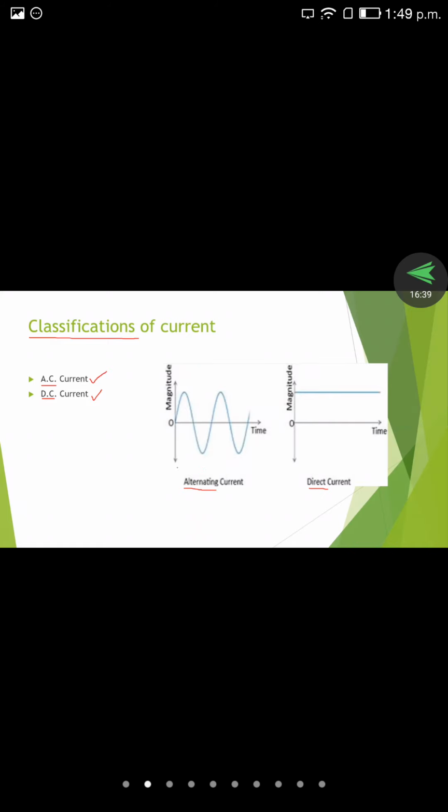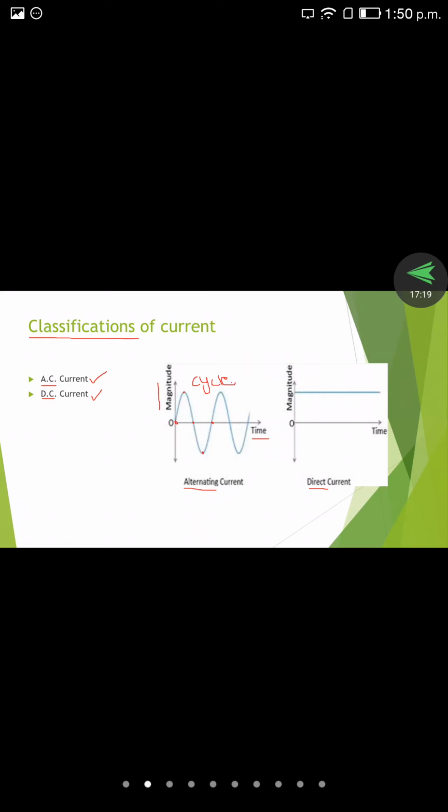These are the representations of the waveforms. On the x-axis we take the time and on the y-axis we take the magnitude. For example, if we consider alternating current, the waveform starts at 0, reaches the positive maximum, returns to 0, goes through the negative maximum and reaches the 0 value. This portion is what we call a cycle.